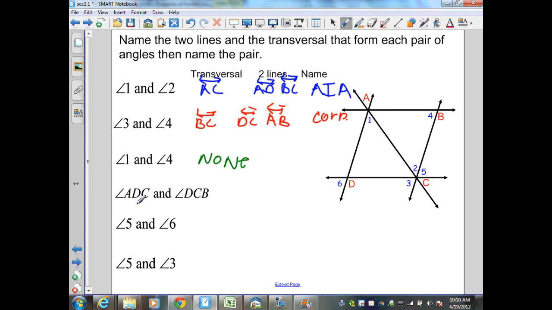Angle ADC and angle DCB. I want to ignore segment AC because I want to deal with the entire angle DCB. First, let's see if we can identify a transversal. Line DC helps form both of those angles. Therefore, that is the transversal.